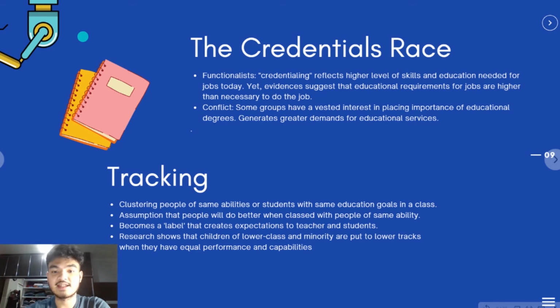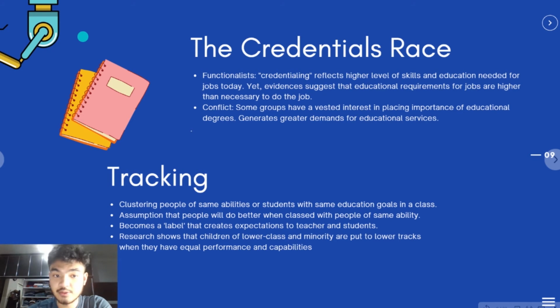For functionalists, they argue that credentialing reflects the levels and skills needed to do a job. However, evidence suggests that the requirements for said credentials are higher than what is actually needed to do the job. For conflict theorists, some groups have a vested interest in placing importance on educational degrees. Why? Because it generates greater demand for educational services. It will also give people who already have the degree the need to protect their importance and try to restrict competition.